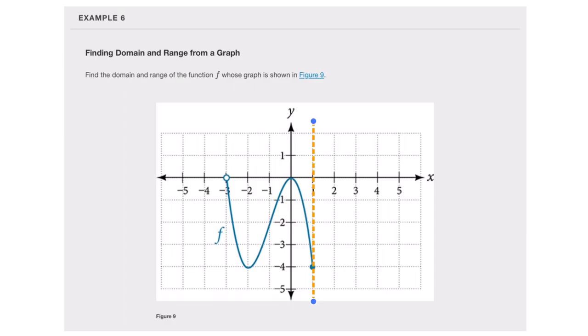Because there's an open circle, it means we don't actually reach the -3, we get close, so we use the parentheses. And because on the 1 we have a closed circle, that means that's going to get a square bracket. Okay, so the domain is the very left to the very right. So then the range is going to be the very bottom to the very top.